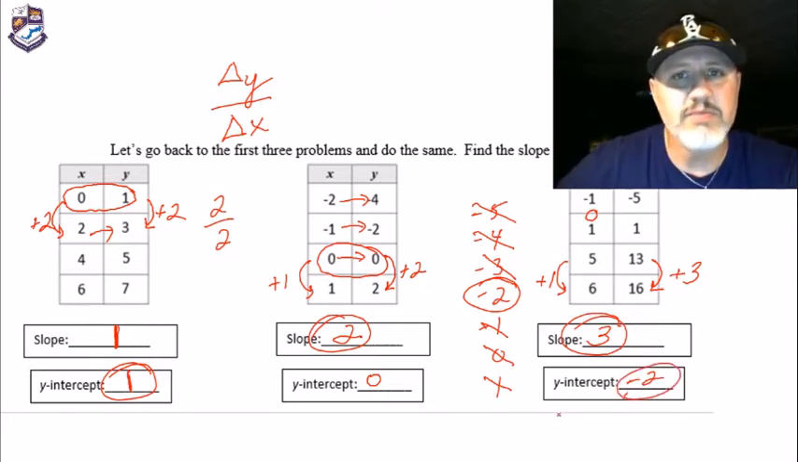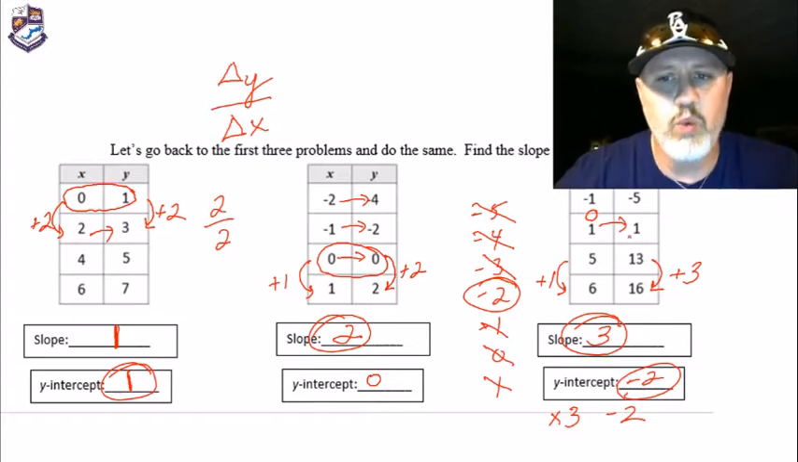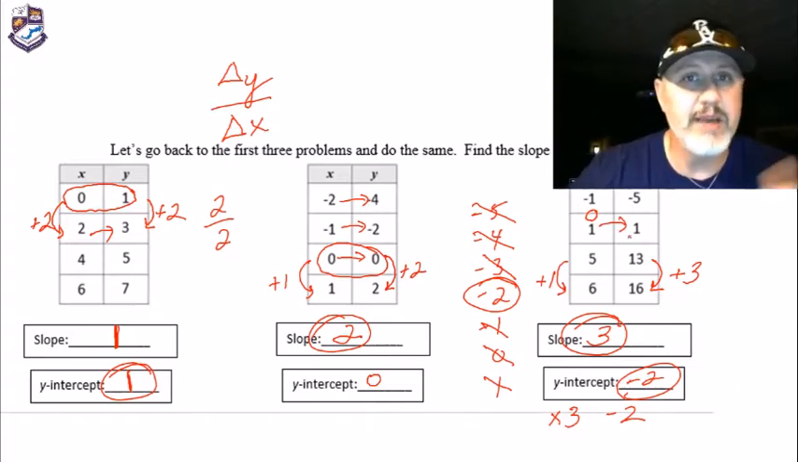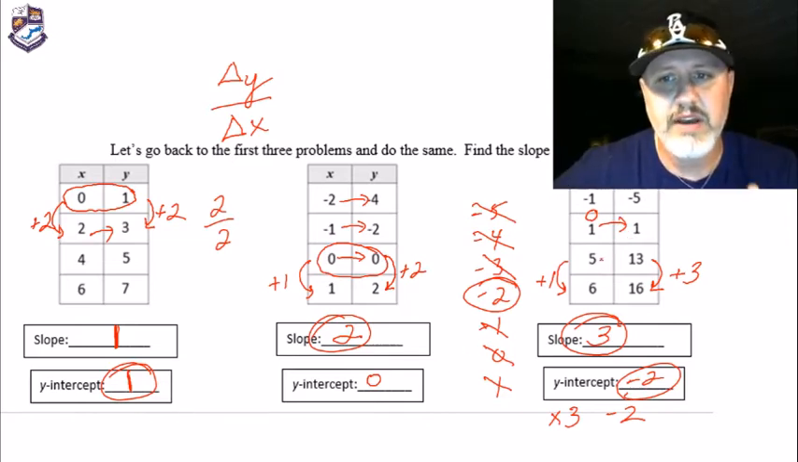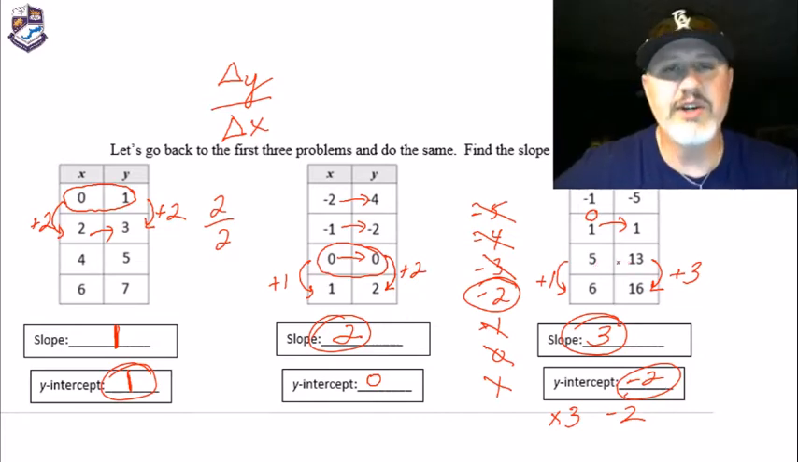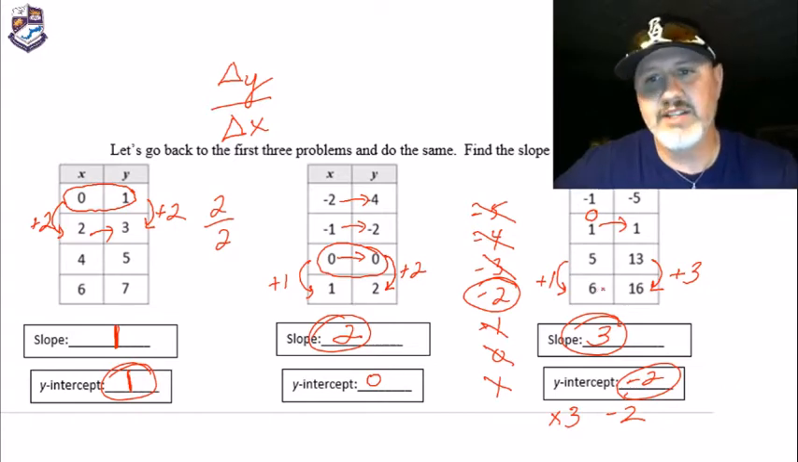I think we just might be multiplying by 3 and subtracting 2. Let's try it. From 1 to 1, what's 1 times 3? 3. And then subtract 2, you get back to 1. That's awesome. Let's try 5. 5 times 3 is 15, minus 2 is 13. And 6 times 3 is 18, minus 2 is 16.